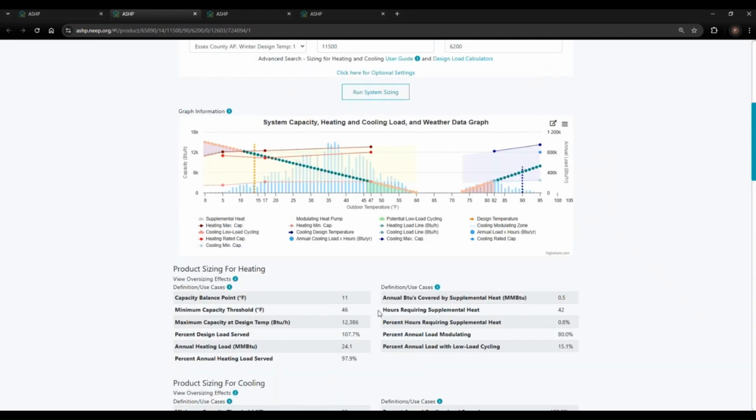In summary, we can tell that this heat pump is right sized for the entered loads because it has a small supplemental heat zone that is below the design temperature, and it has a small potential load cycling zone that is 46 degrees and above, which is relatively good, and it has a relatively small cooling low load cycling zone as well. So this heat pump should operate effectively year round.